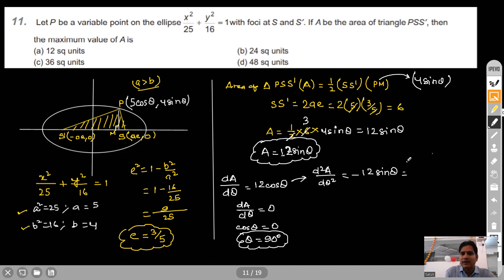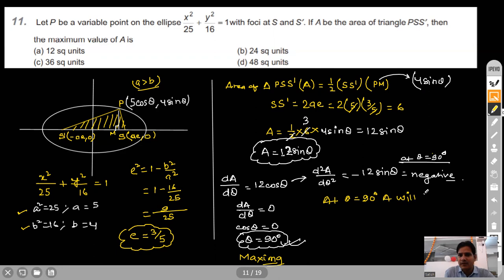So at theta equal to 90 degree, this is coming out to be negative. Our double differentiation will be negative. Hence, this point is the point of maxima, and this is what we need. So at theta equal to 90 degree, A will be maximum. The area will be maximum, right?